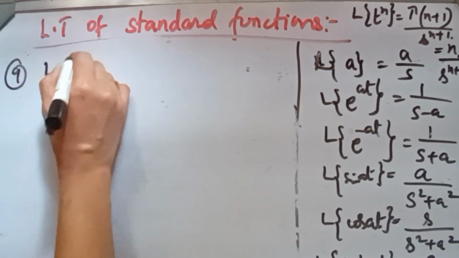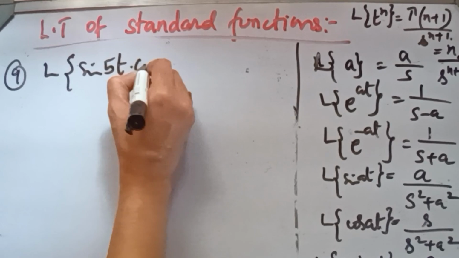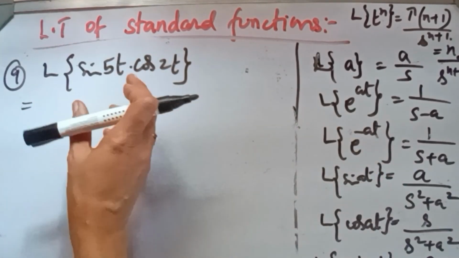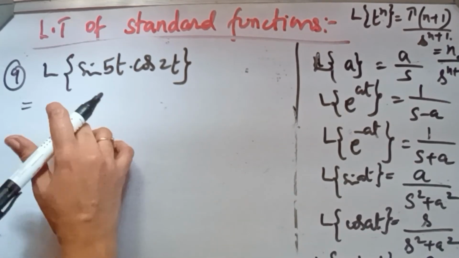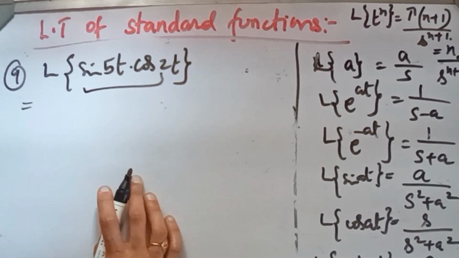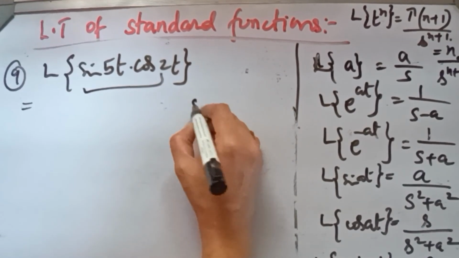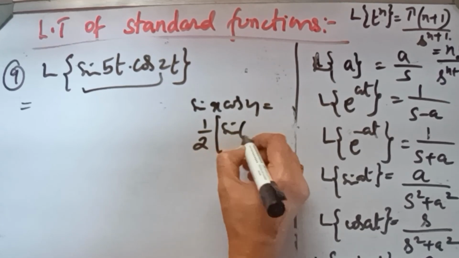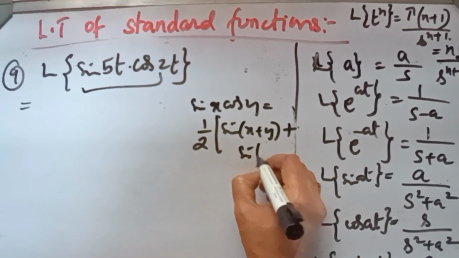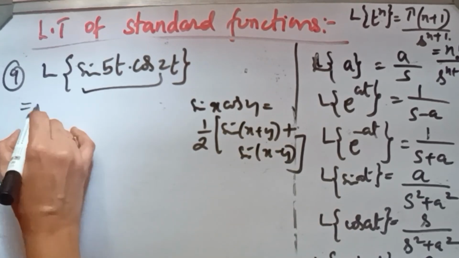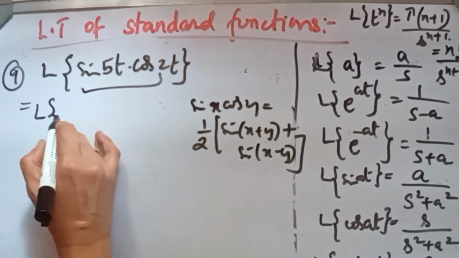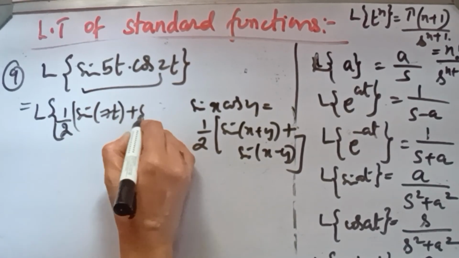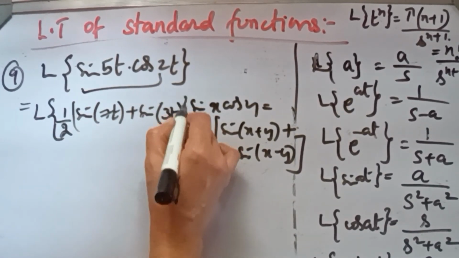Next one, Laplace transform of sin 5t into cos 2t. Here you don't have a direct formula for sin at into cos bt. You have to make use of trigonometric identities, the product formulae. So that is sin x into cos y equal to 1 by 2 into sin of x plus y plus sin of x minus y. This formula you have to use before applying the Laplace transform. So it is 1 by 2 into sin of 5t plus 2t is 7t, plus sin of 5t minus 2t is 3t.